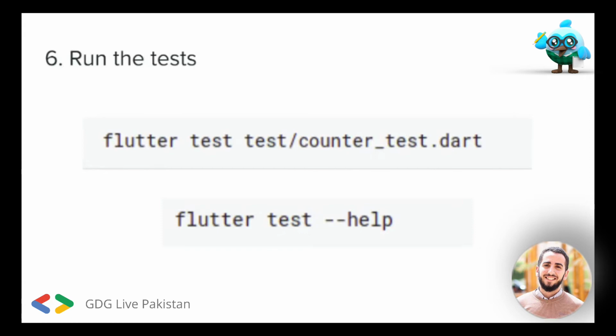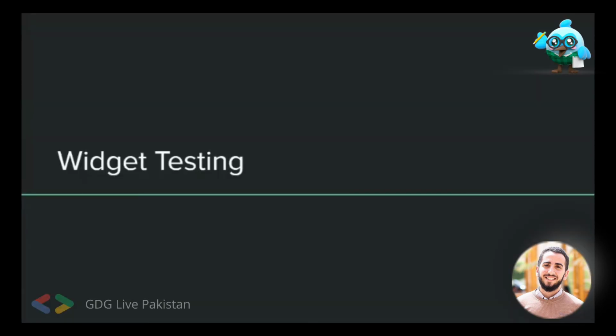Now that you have a counter class with tests in place, you can just run the tests. You can run the tests by executing the following command from the root of the project: flutter test, and the location of the file you want to test. And for more options regarding unit tests, you can execute this command, flutter test --help. And that's what we need to know about unit testing. The second one, widget testing.